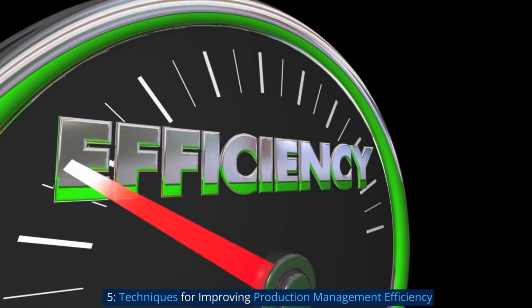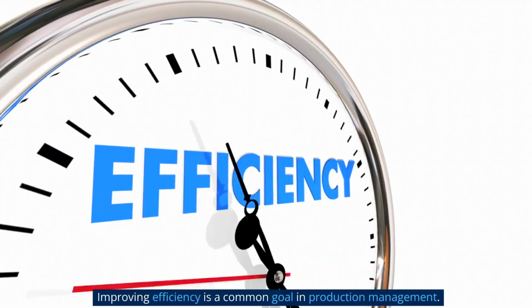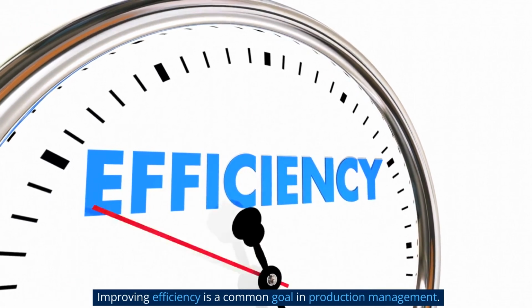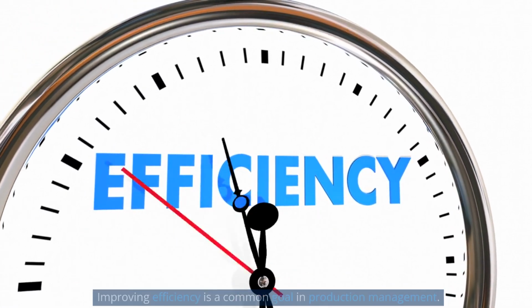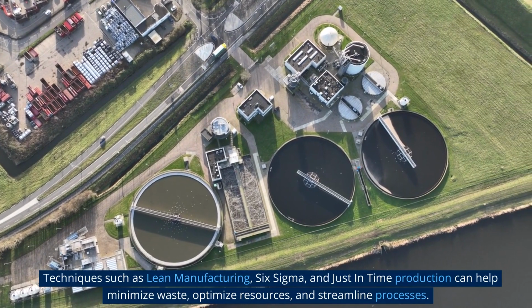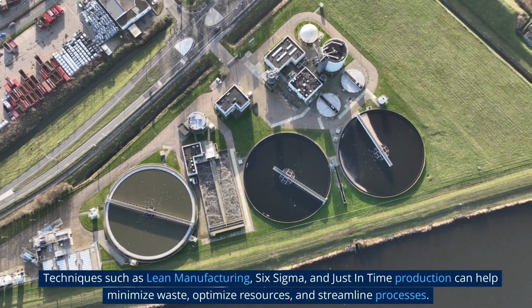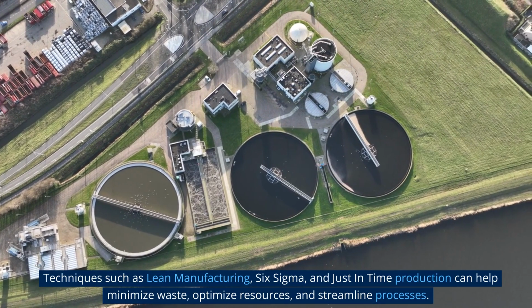5. Techniques for improving production management efficiency. Improving efficiency is a common goal in production management. Techniques such as lean manufacturing, Six Sigma, and just-in-time production can help minimize waste, optimize resources, and streamline processes.